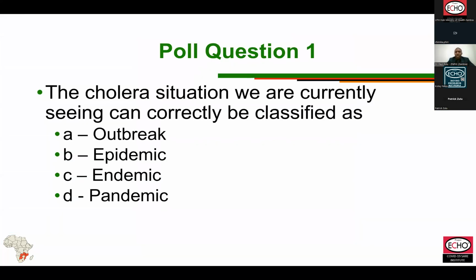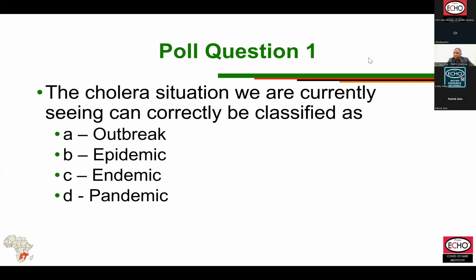So we have a poll question. The first one, you can see people have already started polling, interesting. The poll question reads: the cholera situation we are currently seeing can correctly be classified as. We have 4 options there: outbreak, epidemic, endemic, pandemic.